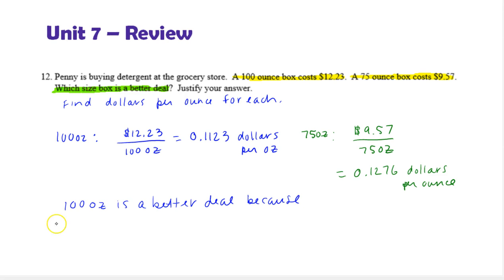because it costs less dollars per ounce. So this states what the better deal is, and we justified it. Just a note, if we found ounces per dollar, we would have gotten the same result, that 100 ounces is a better deal, but we want more ounces per dollar. That would be a better deal. So you really have to interpret this based on your life experience, which one makes more sense.